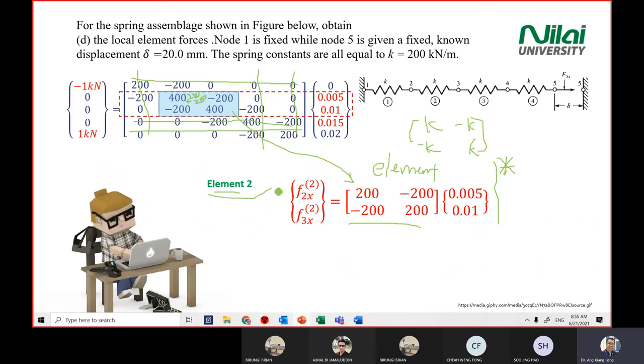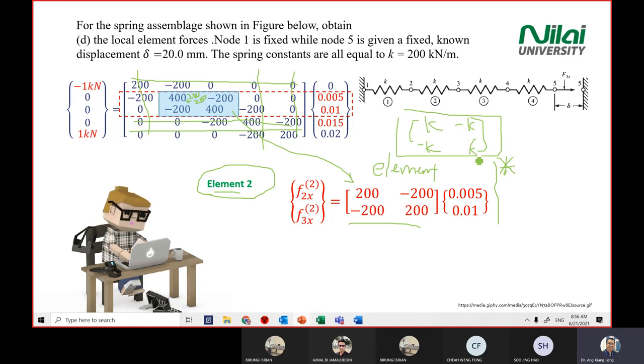So when you look at an element, remind yourself that you have a standard equation with K, negative K, negative K, positive K. And the K we refer to the question. So it's 200 kilonewton per meter. So be careful. It's 200 and not 400. The displacement is still the same, you can use it back. Only the stiffness matrix, when you extract, just be careful.